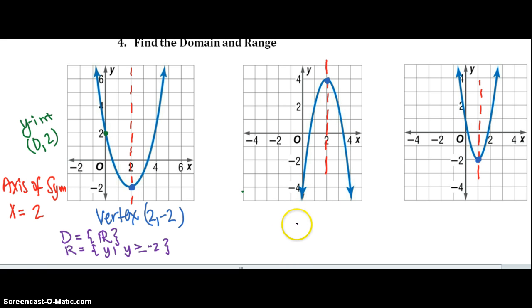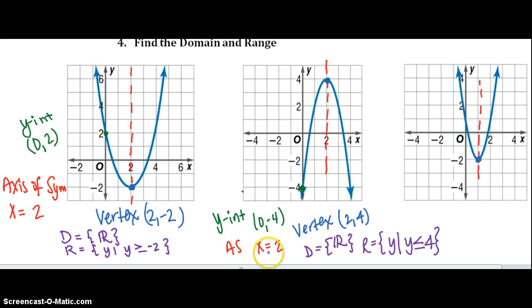Pause the video here. I'll tell you the answers to the second one in just a moment. I hope you're able to find the axis of symmetry here is at 2. It intercepts the y-axis at 0, negative 4. The vertex is at 2, 4, which makes the domain all real numbers, and our range y less than or equal to 4, because our parabola opens downward.